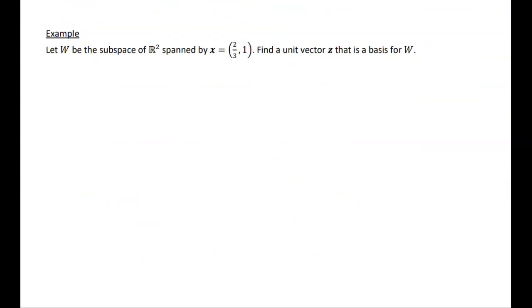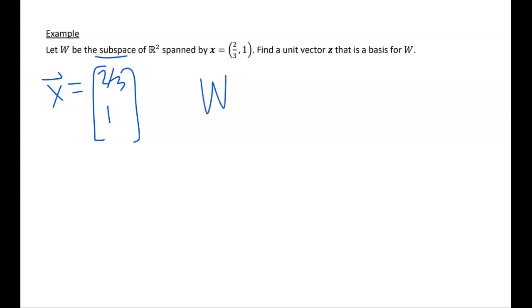All right, let's look at another example. Let W be the subspace of R2 spanned by this x vector. So let's write that in a vector notation. Find the unit vector z that is a basis for W. So if it's a basis, and this is a subspace, then W must be the span, right? It must be all multiples of x. And so any non-zero vector that's in W is going to have to be a basis for that.